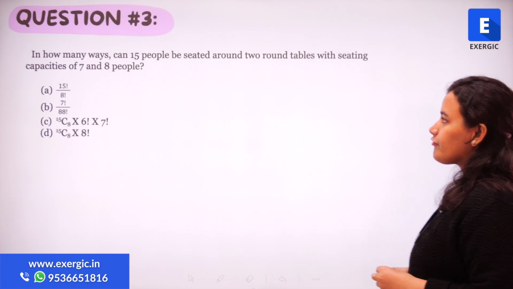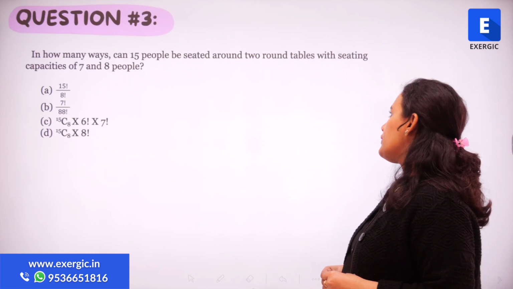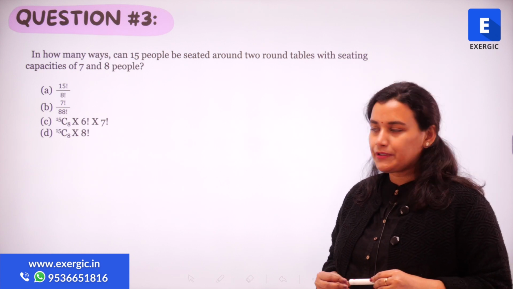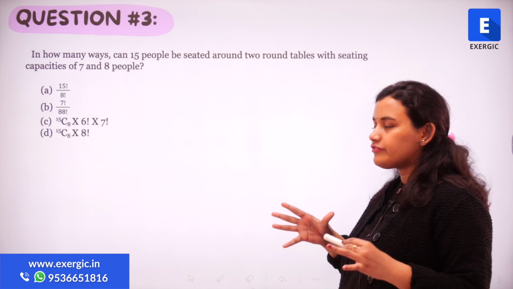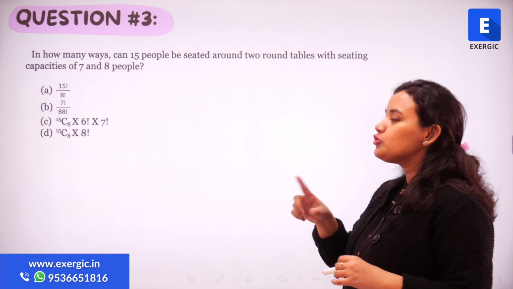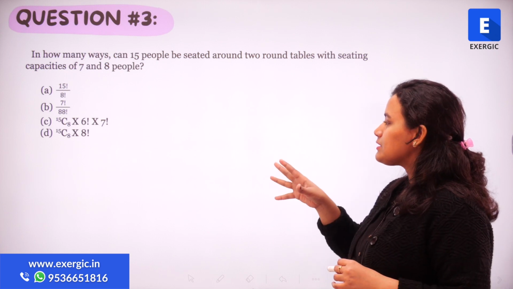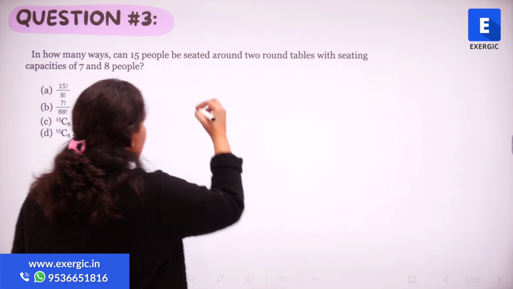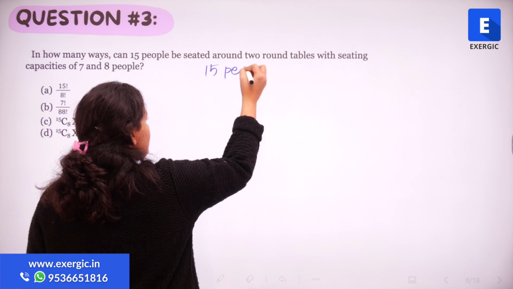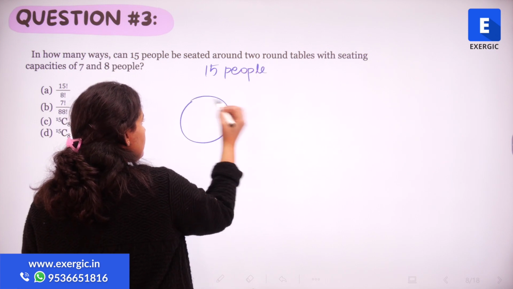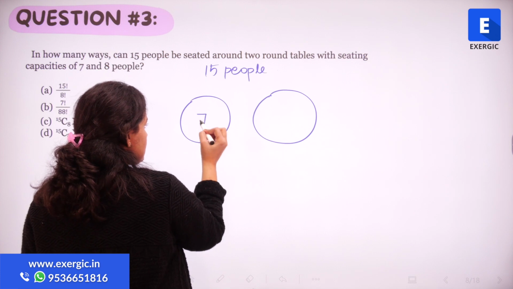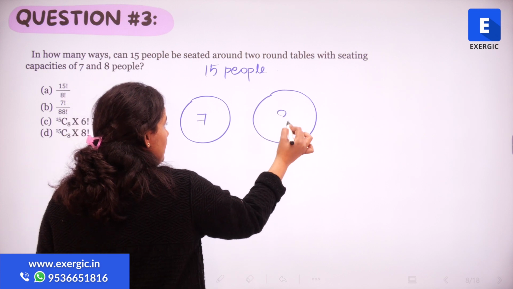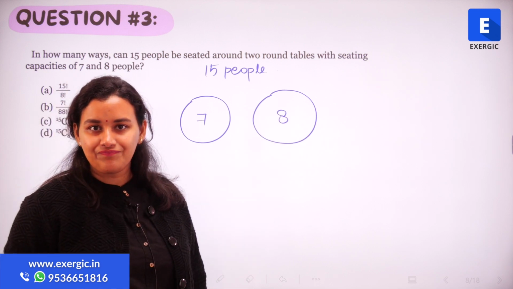In how many ways can 15 people be seated around two round tables with seating capacities of 7 and 8 people? Okay, so we have in total 15 people who need to be seated around two round tables, and each of the round tables has a seating capacity of 7 and 8 respectively. So in total we have 15 people, and we have two tables wherein the first table has a seating capacity of 7, so only 7 of these 15 people can sit here, and the next table has a seating capacity of 8, right?